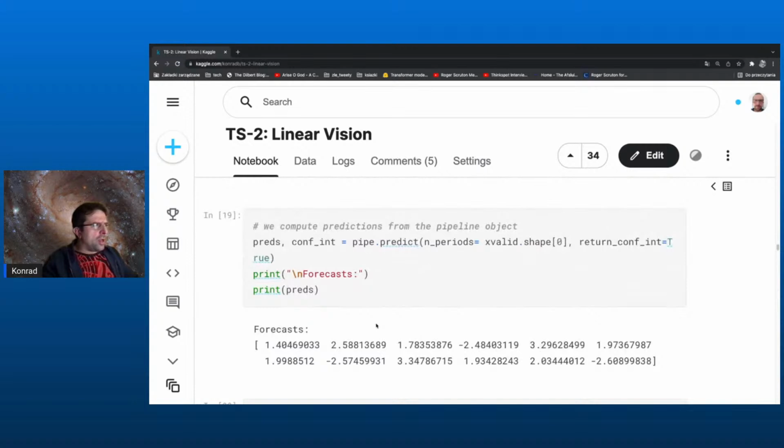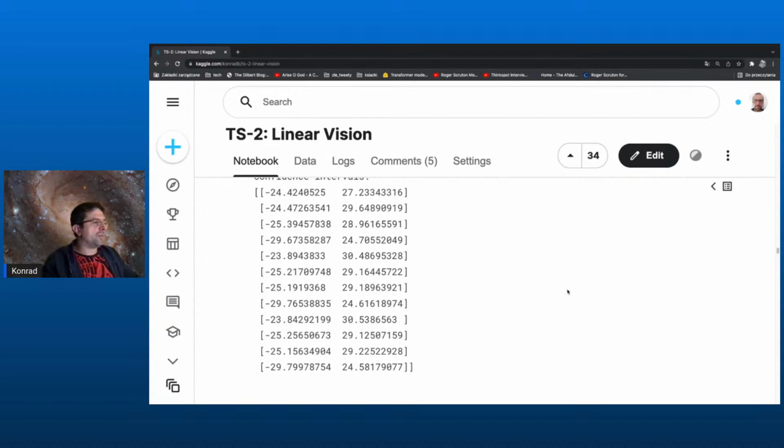How do we compute predictions from our pipeline object? The usual way. We want predictions. We want confidence intervals around them. Predict a number of periods ahead. And we do want confidence intervals. Boom, here it is, and confidence intervals.